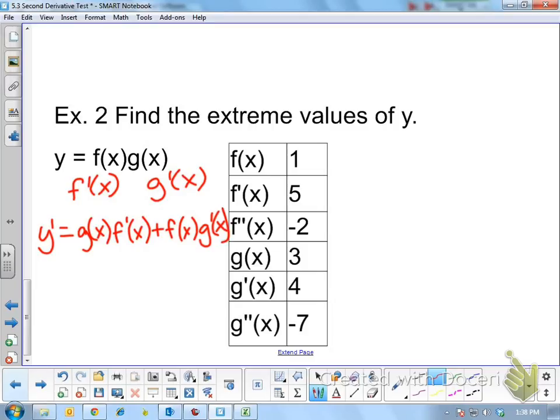So with this problem, I did need to give you more information. I needed to tell you where my critical point was at. What would happen if we tried to set this equal to 0 right now? We wouldn't be able to solve it. So find the extreme values if y prime equals 0 at x equals, doesn't really matter, 2.